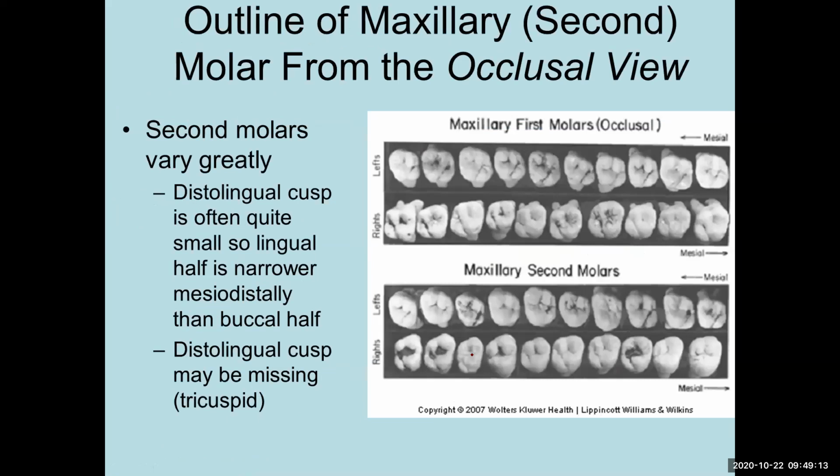Second molars vary a little bit more than the first molars. The distal lingual cusp is oftentimes smaller than it is on the first molar. Sometimes it's even missing. So it's really more of a heart-shaped tooth. So for the first molar, you've got a very distinct distal lingual cusp. On the second molar, not so much. It's smaller.